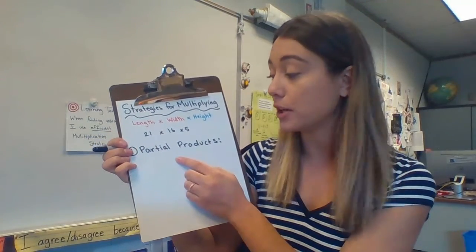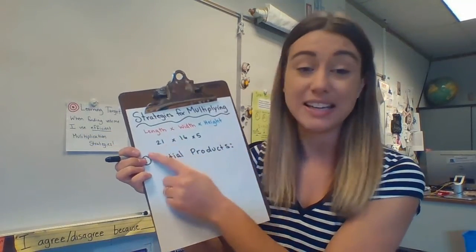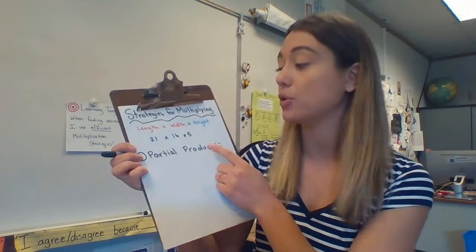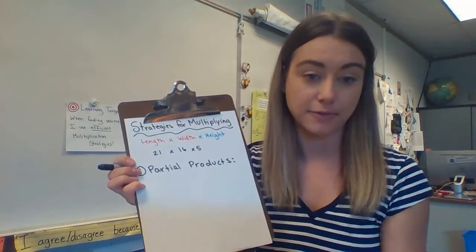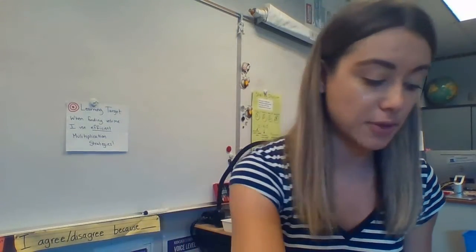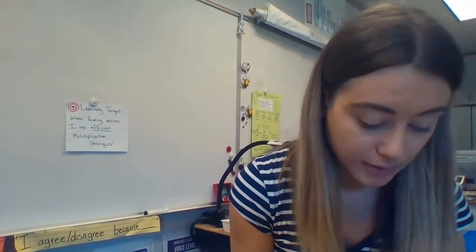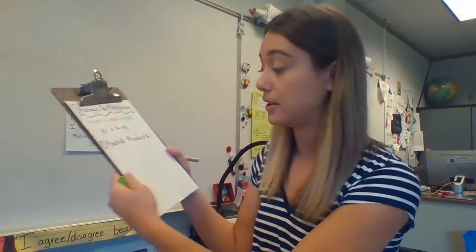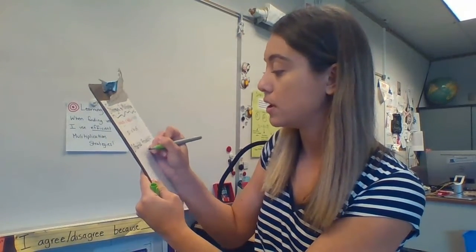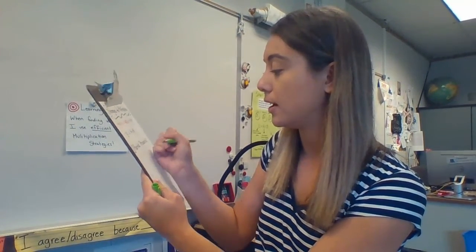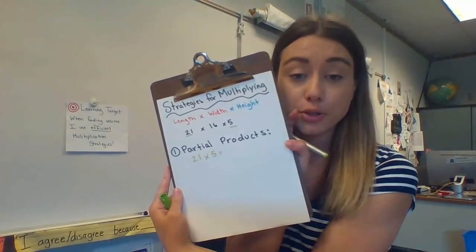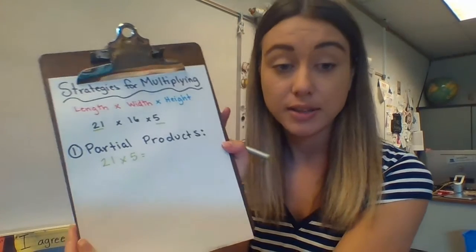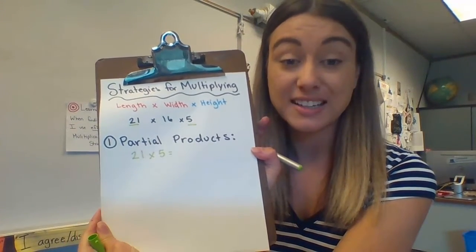And so partial products, friends, when I'm multiplying, I can pick any numbers that I want to start with. If it's multiplication, I think I'm going to start with 21 and 5. I'm going to use a different color. So I'm starting with 21 and 5, and I'm going to multiply them. 21 times 5. So if I'm using partial products, I know that I can take apart this number, 21, to make it easier for me.